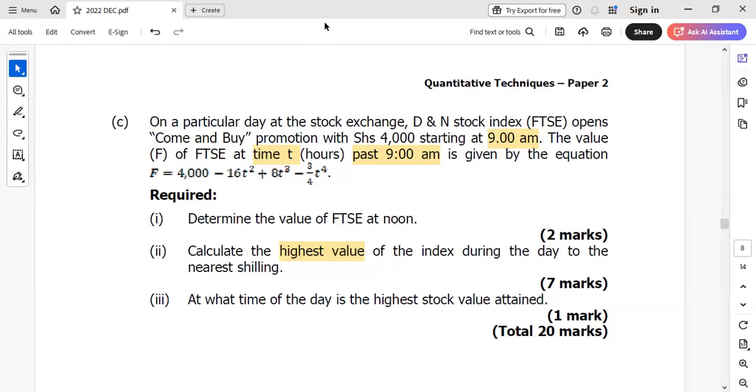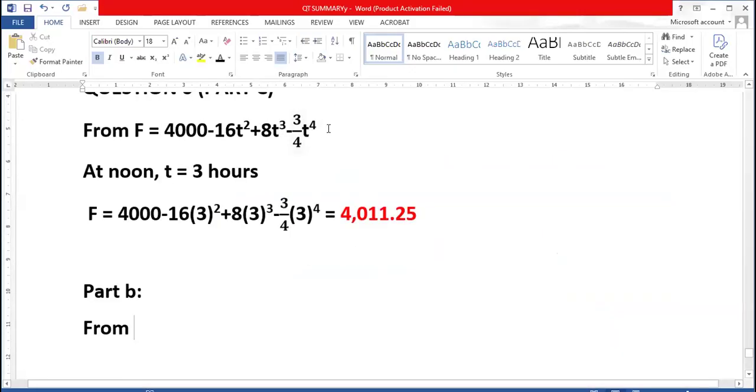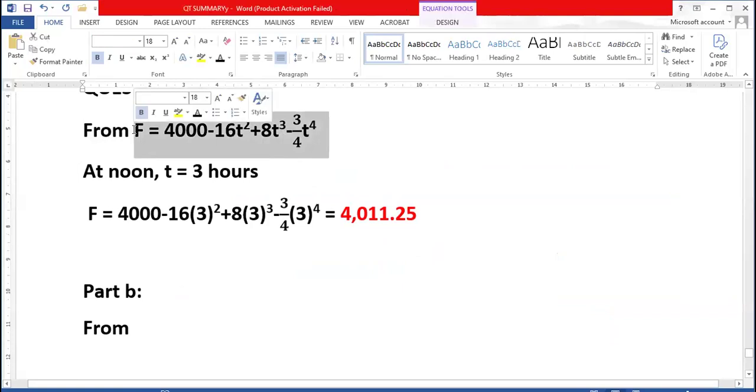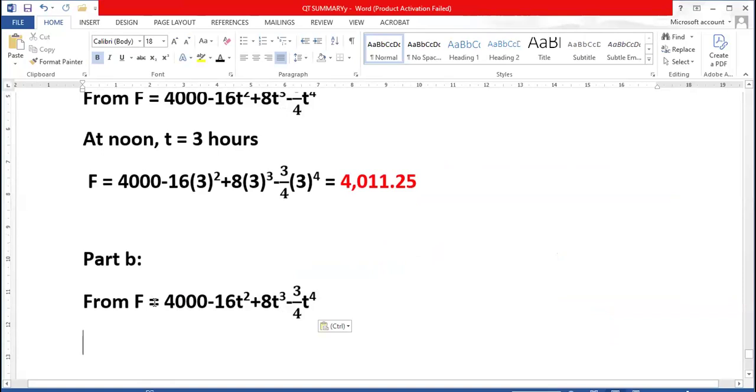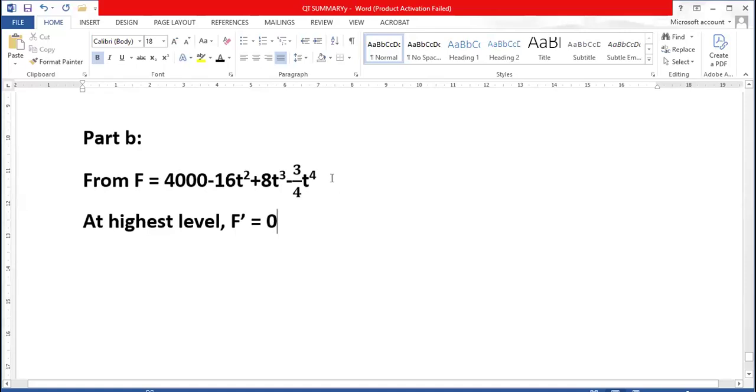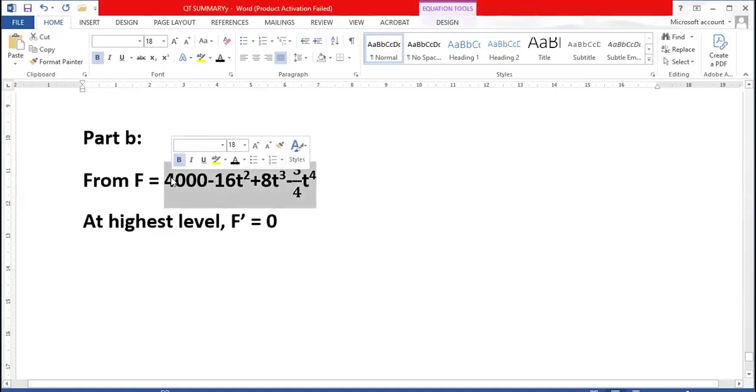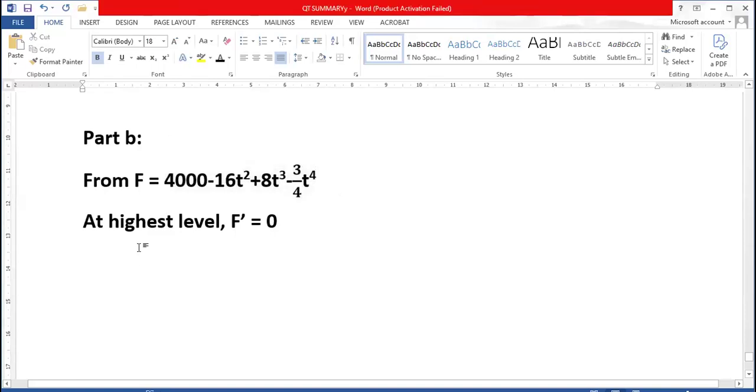It is also easy. So part B, from this equation, at the highest point, this is like at maximum, the first derivative of this must be equal to 0. For you, you're used to finding x, now you're given t, you'll be confused.